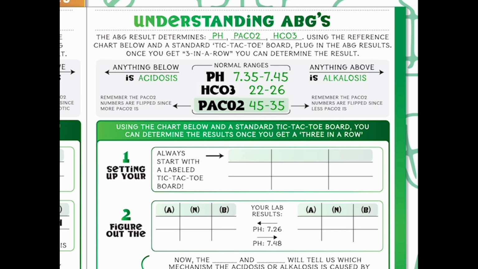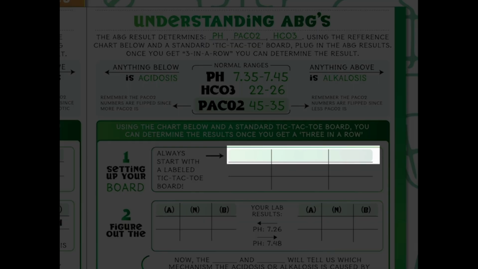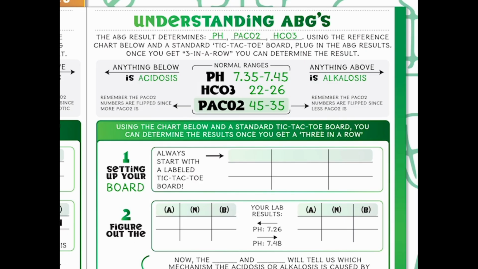So first, we're going to set up our tic-tac-toe board, and we're always going to start with this top line, this green highlighted area. Our A is going to indicate our acidosis or acidic. Our N is going to be our neutral, meaning that our lab value is in a neutral range. And our B is going to mean basic, or alkalosis.